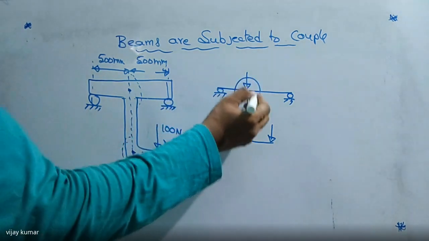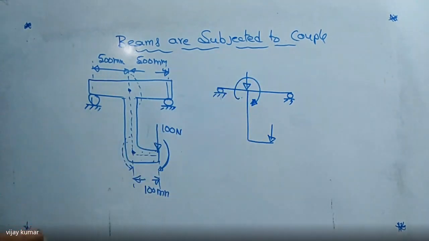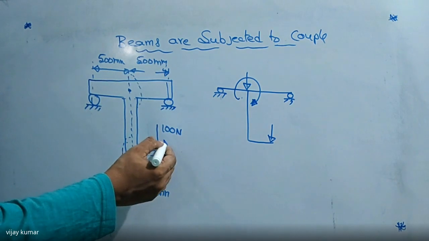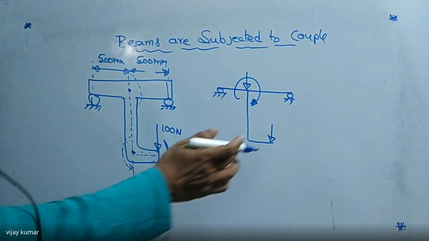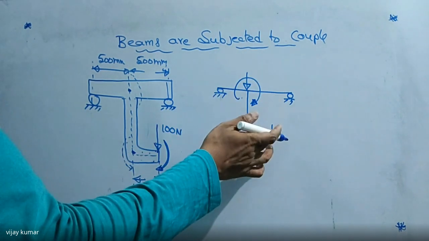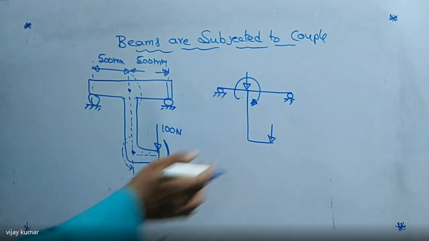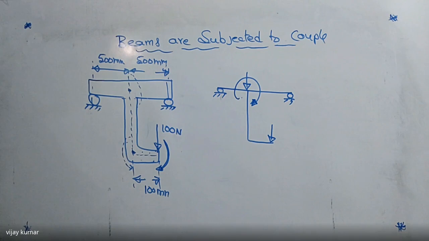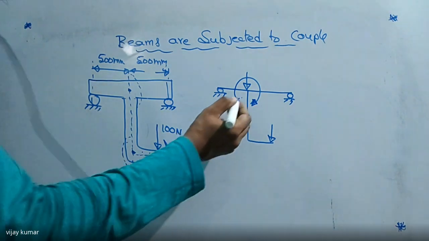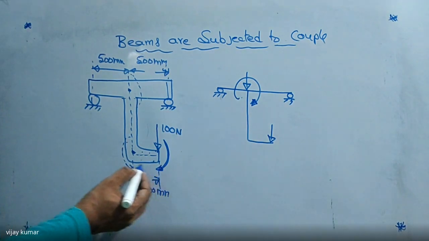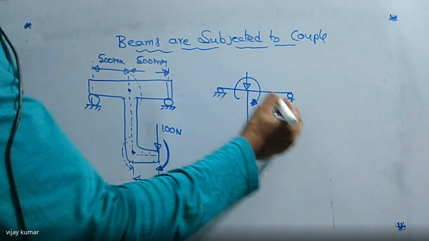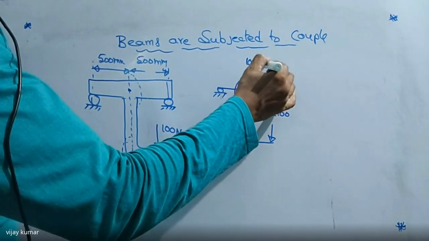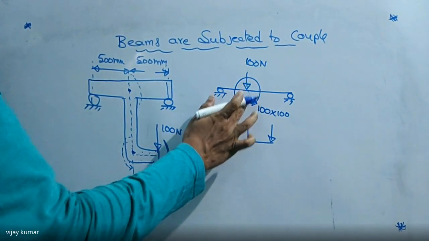That's why I'm indicating like this. Otherwise, we can directly take it. So if it is acting in this direction, there must be a couple here also. So we can remove this one again, and we can take directly this diagram only. Did you get the point or not? So this couple is how much now? This couple is nothing but 100 into 100. This is 100 newtons. Then I'm going to remove this one now.